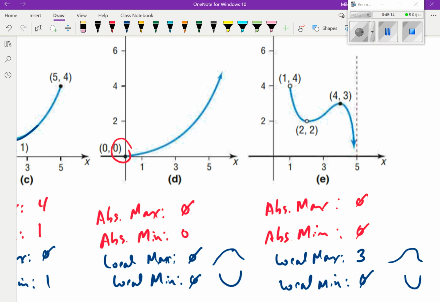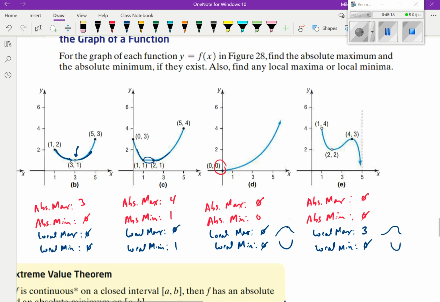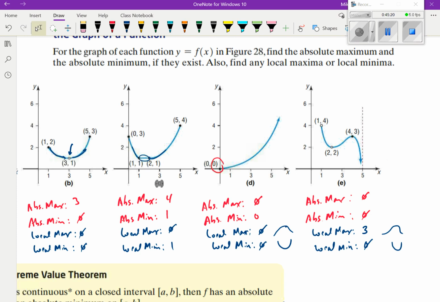So hopefully, one of the things that you've been able to see through here is that this is just a visual inspection. Where's the biggest? Where's the lowest? That's the absolutes. And then where do I turn? Where I turn, if I'm still defined at that spot, those are then the values I'm looking for overall, as far as my locals.